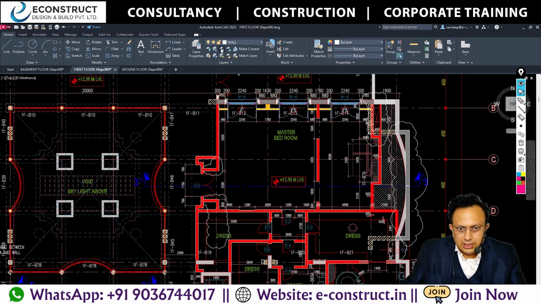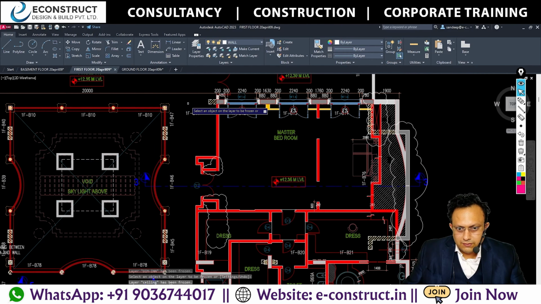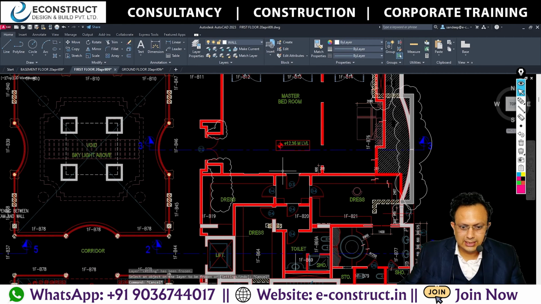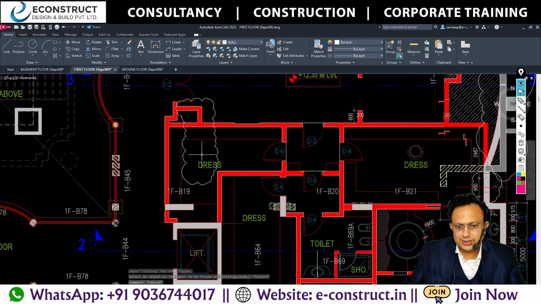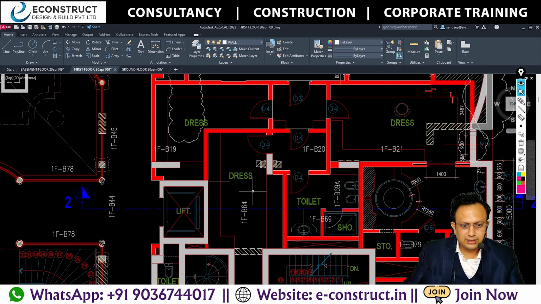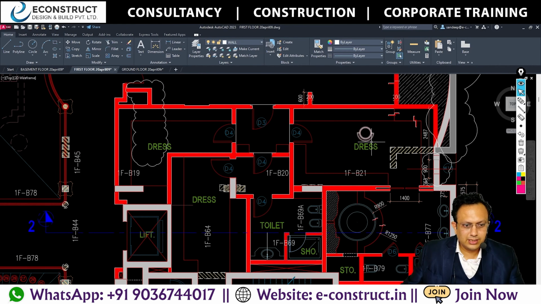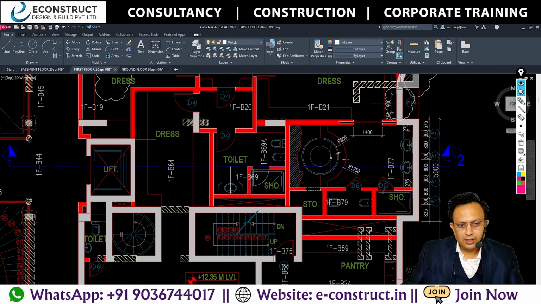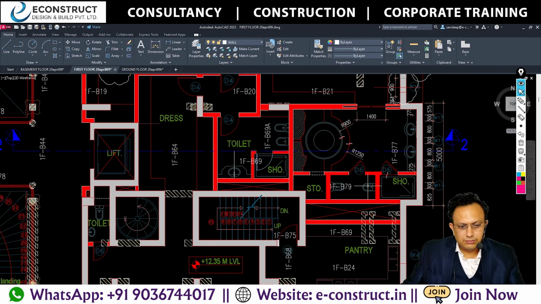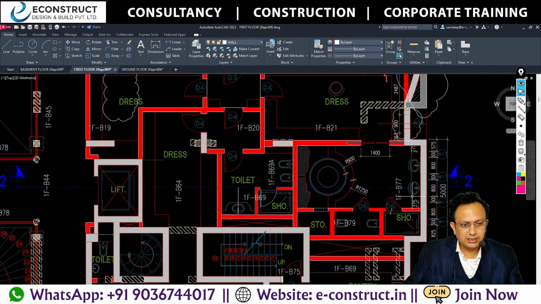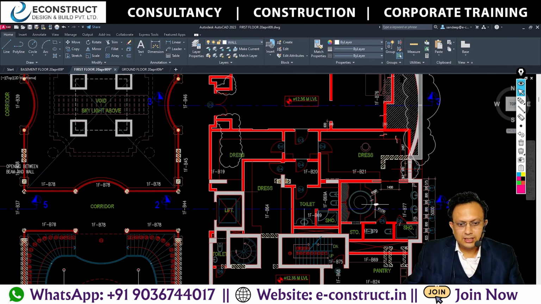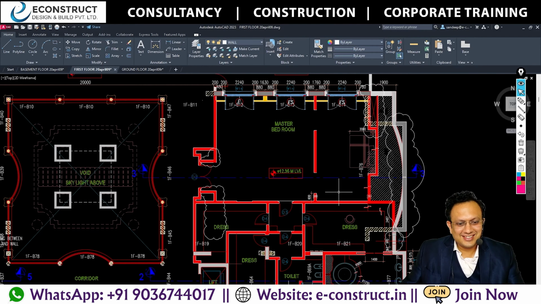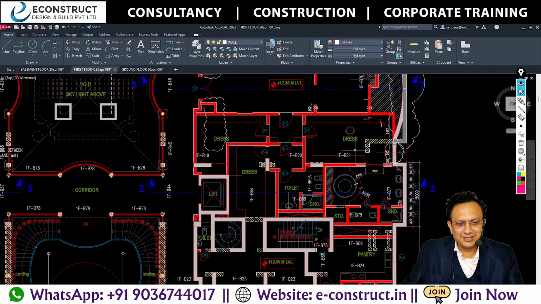Now I'll again turn this off. Along with that, you will see that inside here is a dressing, this is another dressing, there is a toilet, there is another dressing here, and there is another shower room, WC and the wash basins. To be very honest, whatever the size of the master bedroom, the same size is there in all these other rooms actually.